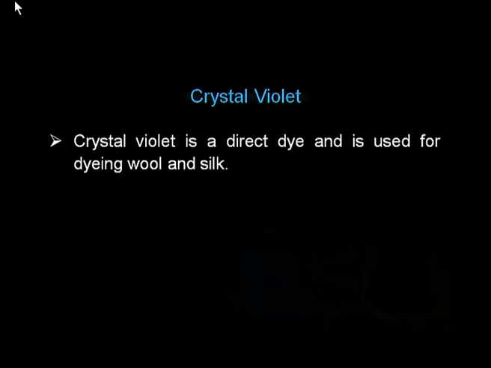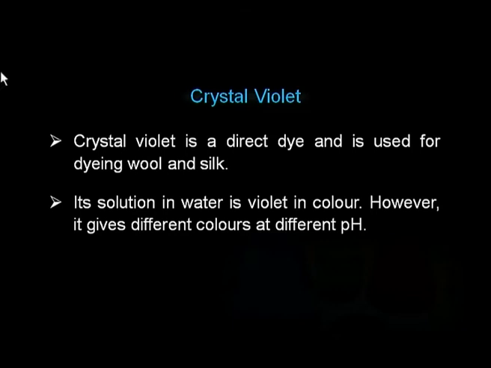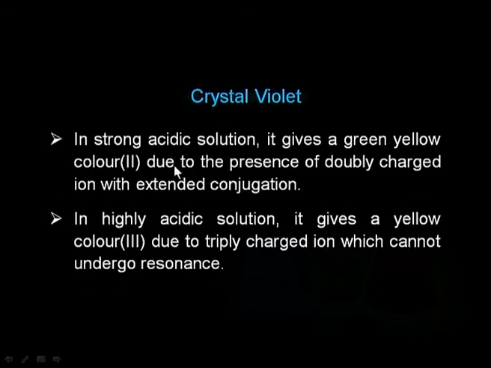Crystal violet is a direct dye and is used for dyeing wool and silk. Its solution in water is violet in color, however, it gives different color at different pH. In dilute acidic solution, it gives purple color due to the presence of singly charged ion. In strong acidic conditions, it gives green yellow color due to the presence of doubly charged ion with extended conjugation, and in highly acidic condition it gives a yellow color due to triply charged ion which cannot undergo resonance.